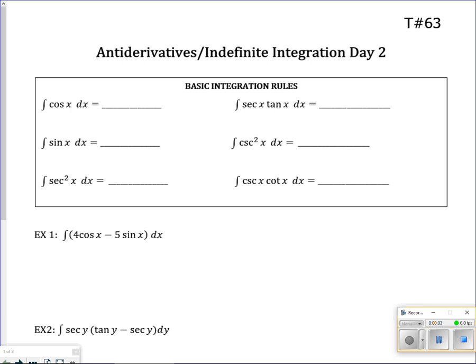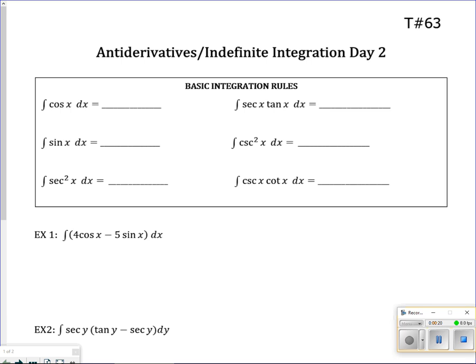Right, so let's do some integration with trig stuff. We're kind of continuing our thoughts from yesterday and what is integration. And we know that if you have your trig derivatives memorized, then you also have your trig integrals memorized.